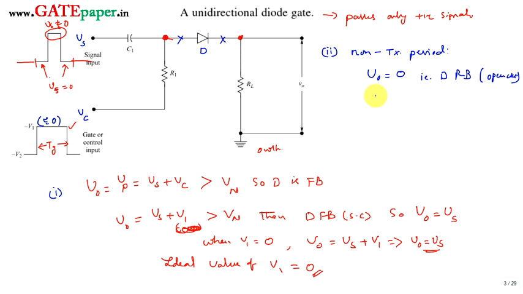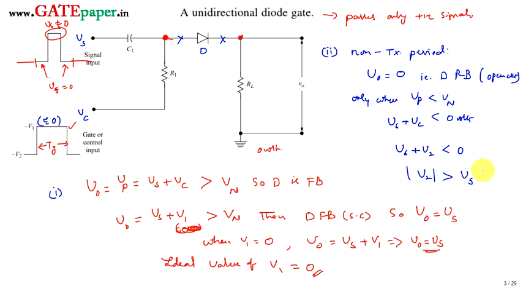We can say that a diode is reverse biased only when the voltage on the P side is less than the voltage on the N side. The voltage on the N side is connected to ground, 0 volts. The voltage on the P side is effectively Vs plus Vc. And now Vc during the non-transmission period is going to be at V2. There the voltage Vs plus V2 should be less than 0. That means the magnitude of V2 should be very large compared to Vs.